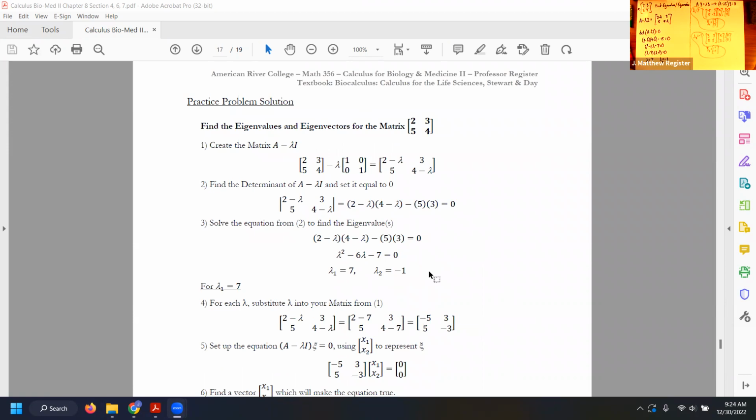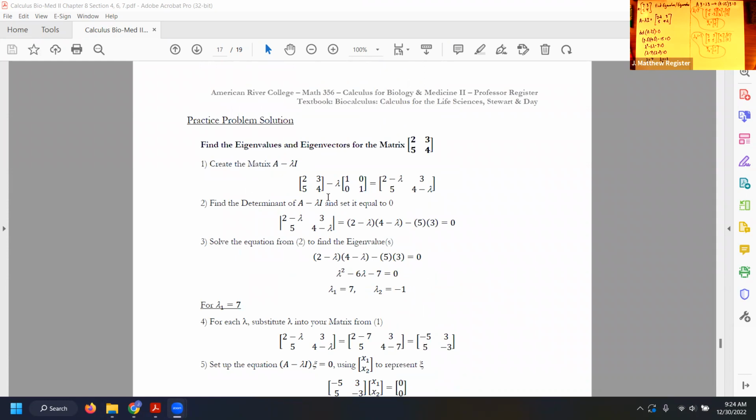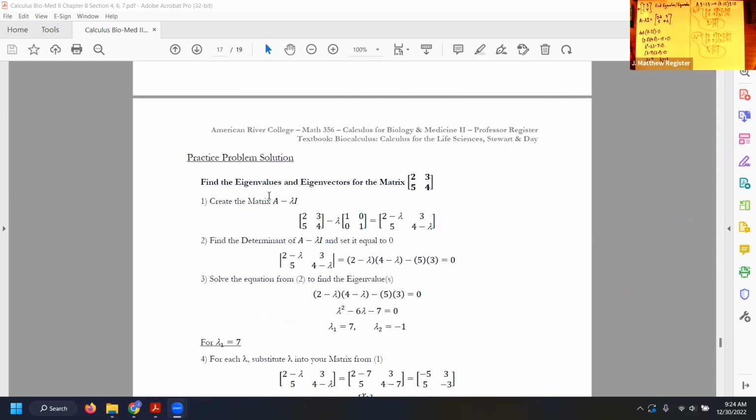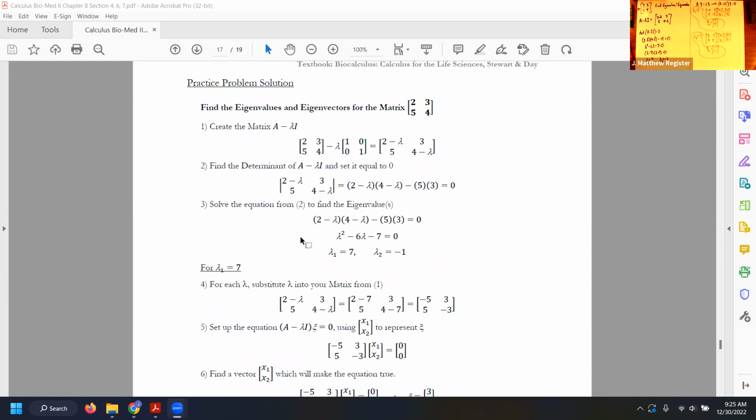If you want, in the notes, I have this problem worked out, and it looks like I did it the exact same way, which is nice. And so you start by creating the matrix A minus lambda I. Then you find the determinant of A minus lambda I, which is what we did here. And then we solve the equation, the determinant of A minus lambda I equals 0. That's known as the characteristic equation.